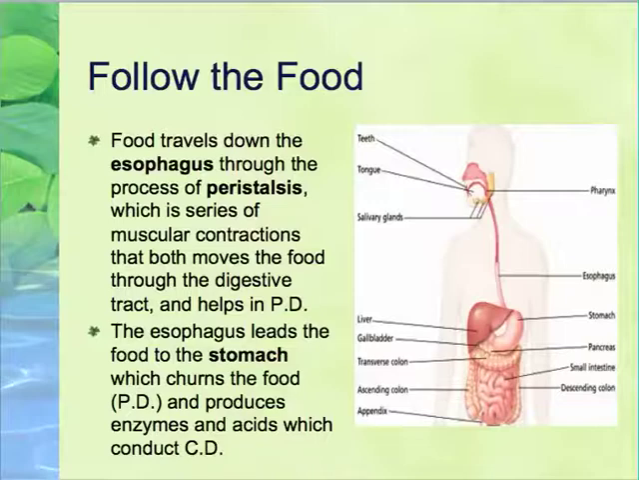Now, the squeezing not only moves the food, but it also adds an element of physical digestion. The esophagus is going to lead to the stomach, and the stomach is going to churn and produce enzymes and acids which conduct chemical digestion. So the stomach is both a physical and a chemical digestion organ.